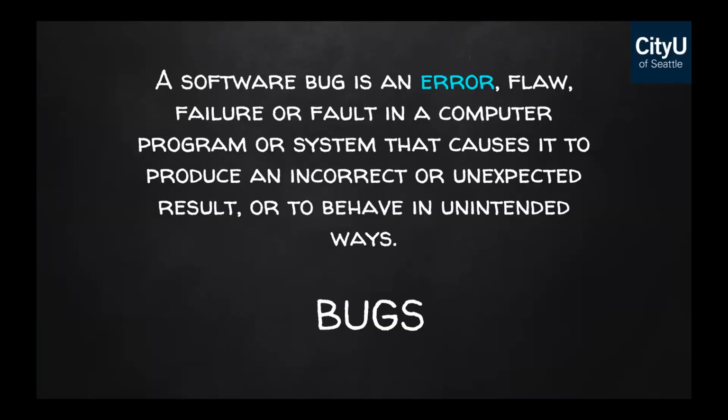Bugs, okay. A software bug is an error, flaw, failure, or fault in a computer program or system that causes it to produce an incorrect or unexpected result or to behave in unintended ways. Okay, we kind of know what bugs are, and people always joke that once you have a bug, just call it a feature and present it to your customer and say, hey, that's part of the feature.